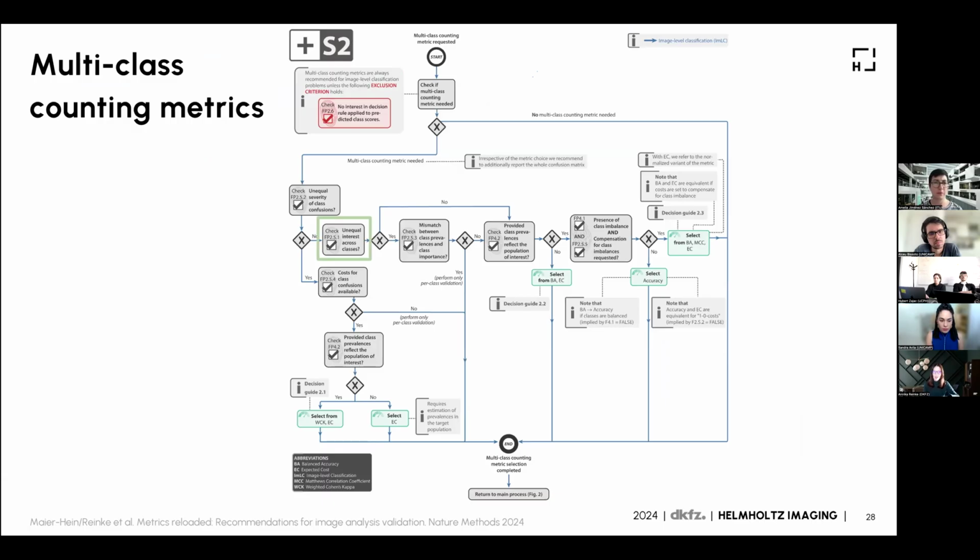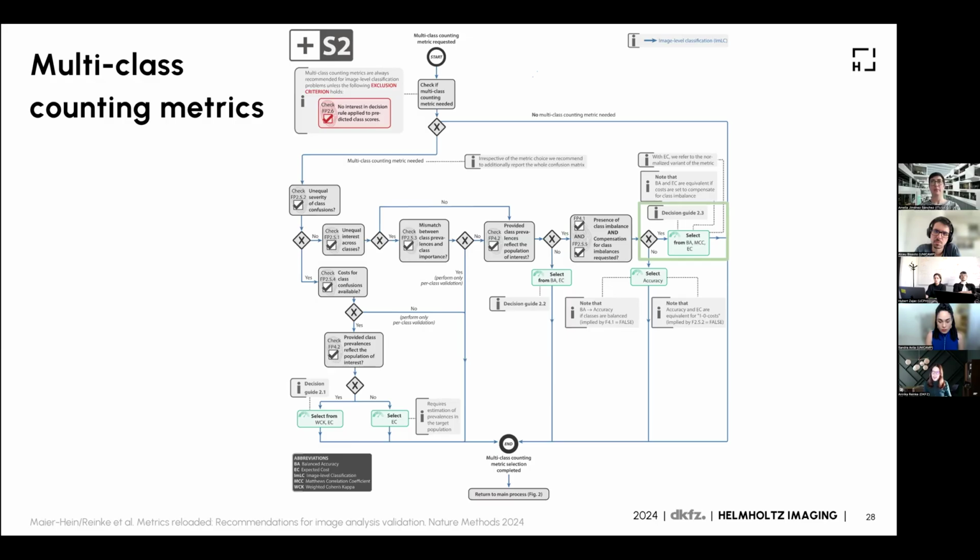For example, do we have an unequal interest across classes? So if we have multiple classes, is one class more important than the others? And based on your answer, you will continue in the chart. Or do you have costs for class confusion? So is, for example, a false positive much more severe than a false negative, or the other way around? And if so, do you have weights for them? Or we ask about class imbalance, and if we want to compensate this. All of this is integrated in these charts and will guide you to a decision.